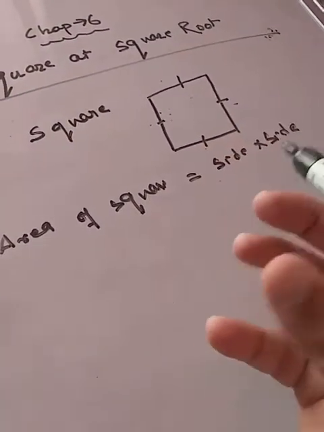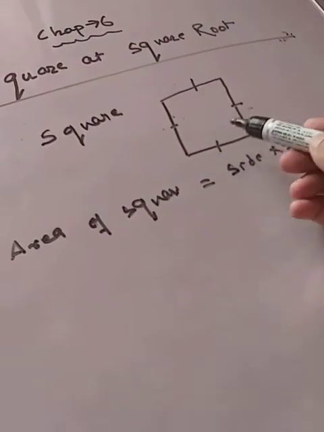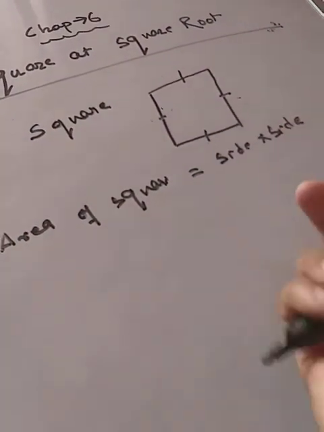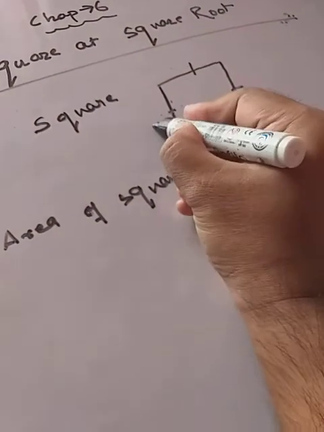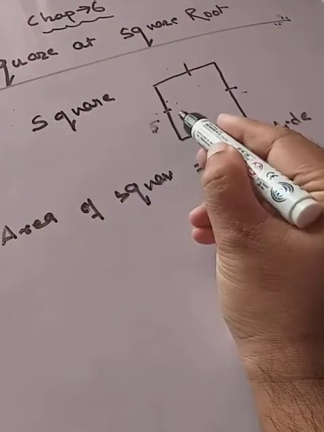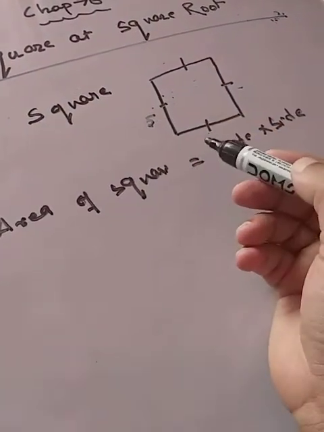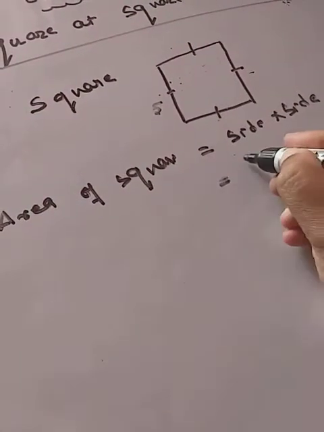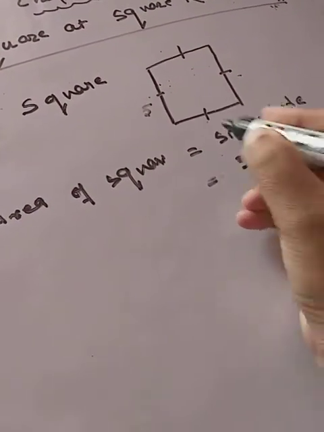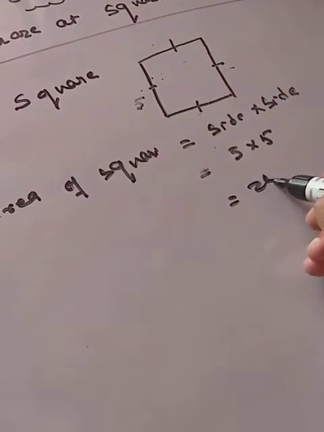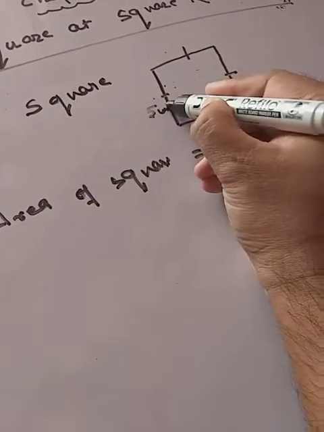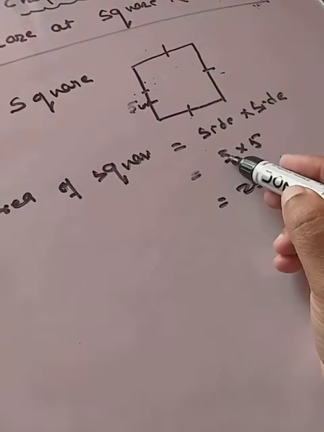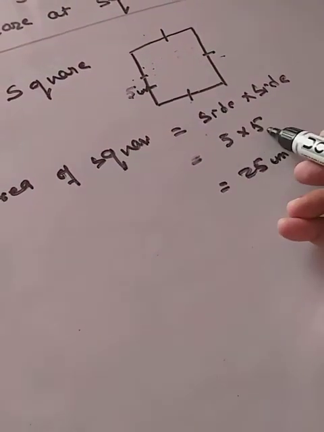So how to get the area of a square? That is multiplying side into side. Suppose this is a 5. A number when multiplied by itself is called a square, isn't it? So how are we getting the area of the square? That is 5 into 5, which is 25. Suppose this is centimeter, so 25 centimeters square. We are multiplying this number with itself.